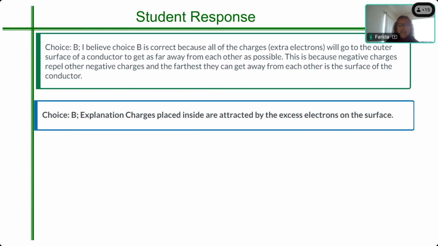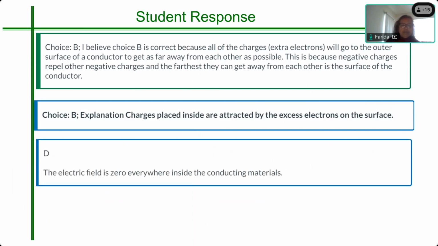But then the other 50% is, did they write a reasonable explanation? This student said D, which is that none of those are right. And this student says that electric field is 0 everywhere inside a conducting material. This is correct, but it does not answer the question I asked. I only asked a question about property 2, which is that the charges go all to the surface. So it has to be relevant to the question asked, not just some randomly selected answer.